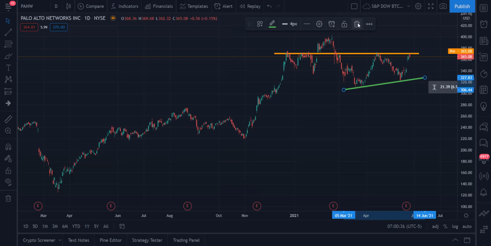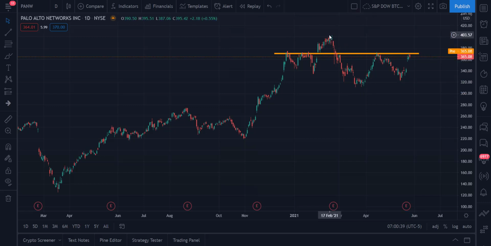Now, we might break through, and if we do break through, I would expect us to definitely challenge this high across that $400 range, but we just have to wait and see if this stock is going to push higher than this 371.61, push higher than this previous recurring line of resistance.